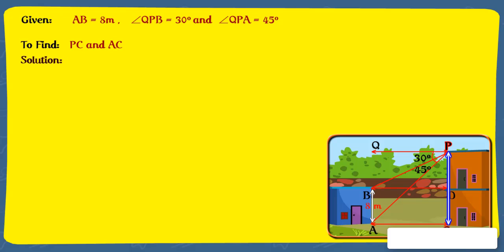Solution. BC denotes the multi-storied building and AB denotes the 8-meter tall building. We are interested to determine the height of the multi-storied building, that is BC, and the distance between the two buildings, that is AC. Look at the figure carefully.